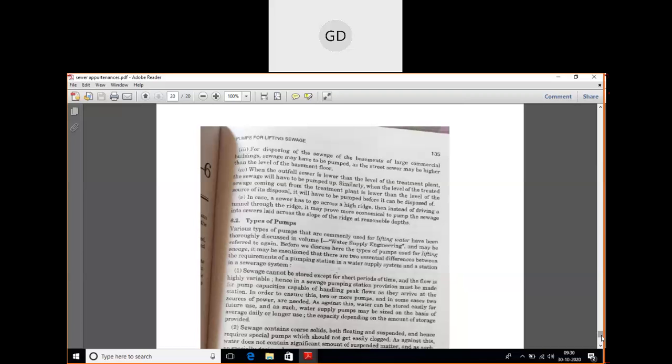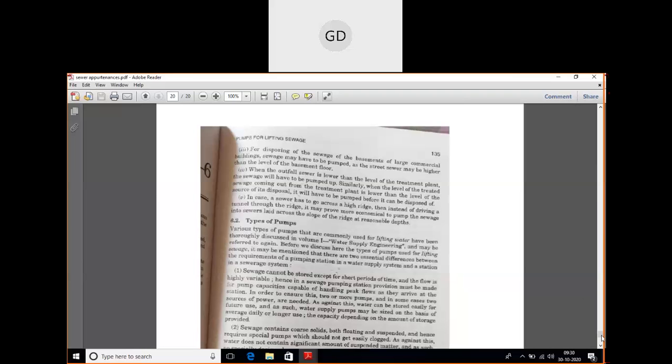Number four is the outfall sewer, which is the last ending of the pipe, from where the sewage comes out. When the outfall part of the sewer is at a lower level and the treatment plant is at a higher level, the sewage needs to be pumped up.